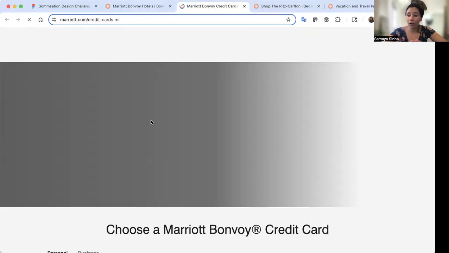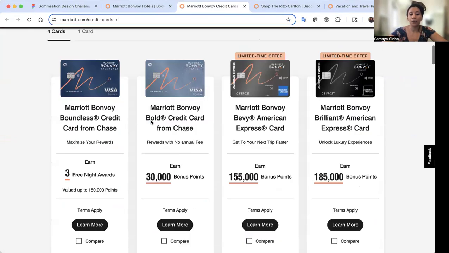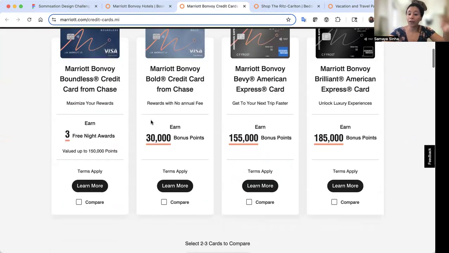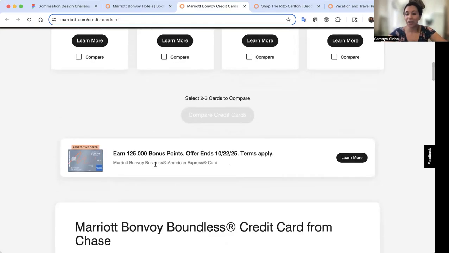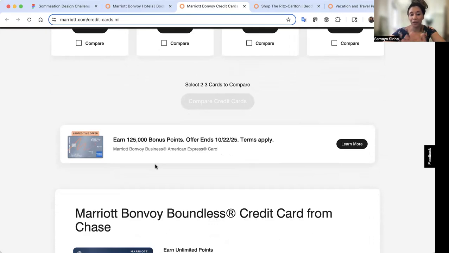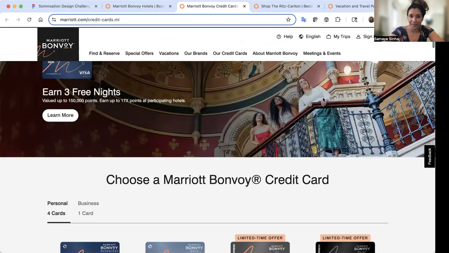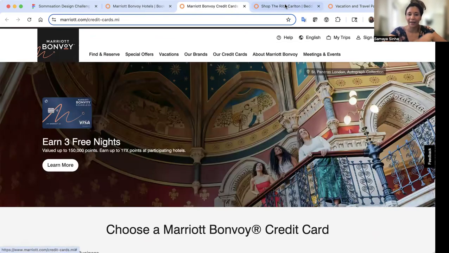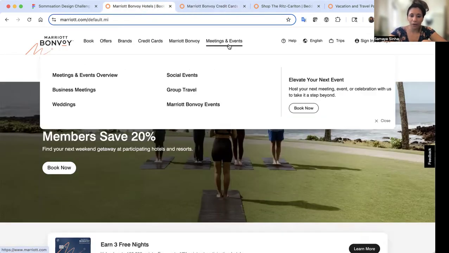We have credit cards here. They have 4 credit cards. So they work with, I believe, Chase and American Express to provide credit card options. You can compare credit card options. Back when I was a UX consultant, I actually worked with Marriott and Chase to help them with this element in their experience. And so it's interesting to get back and rethink it again, like 5 or 10 years later.